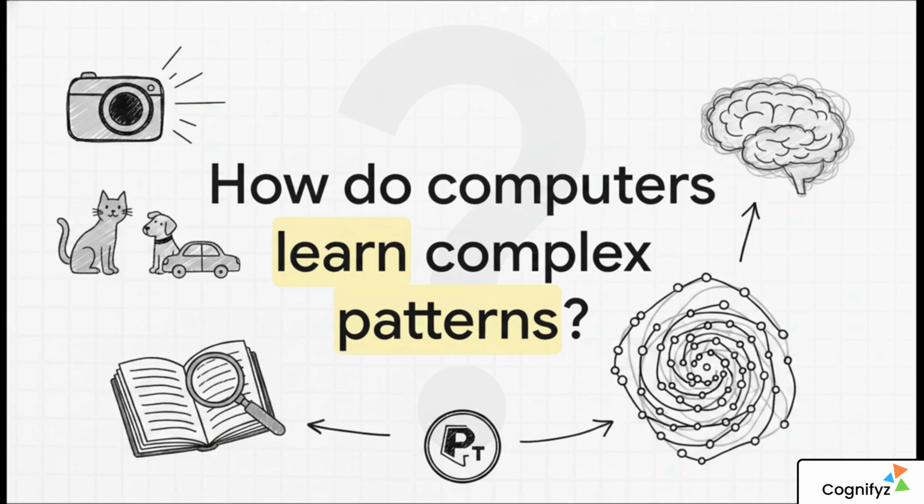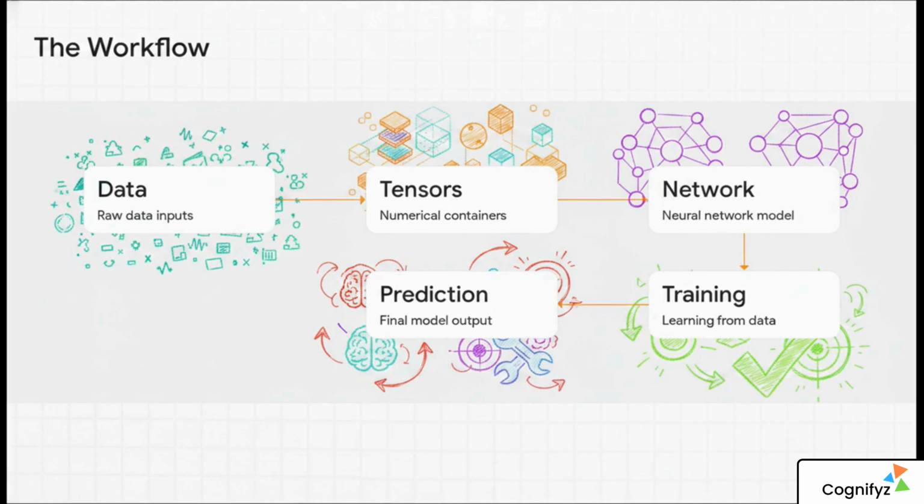And today we're going to unlock exactly how this is done. The secret sauce? It's a wildly powerful tool called PyTorch. Okay, let's just dive right in. We're going to trace the exact step-by-step path of how a machine actually learns something.